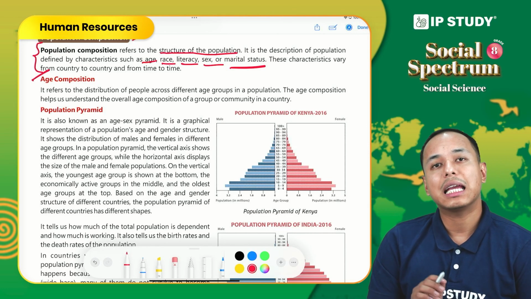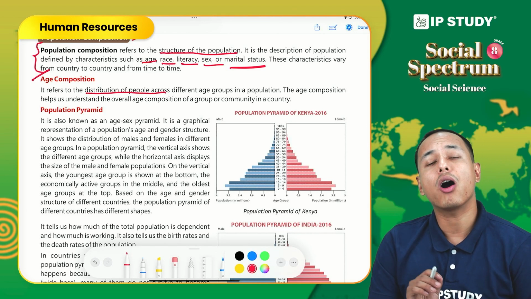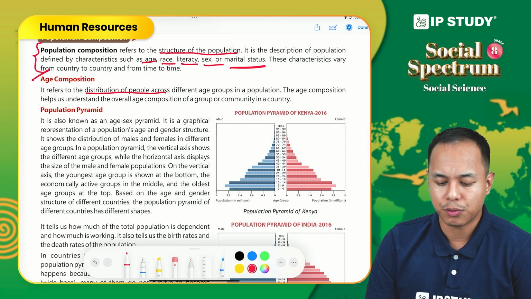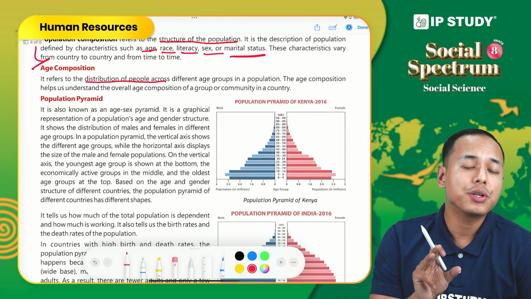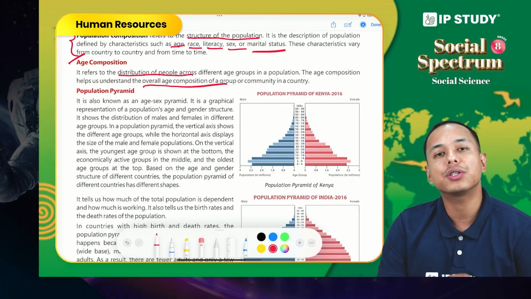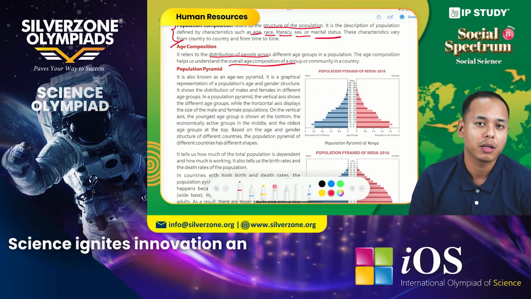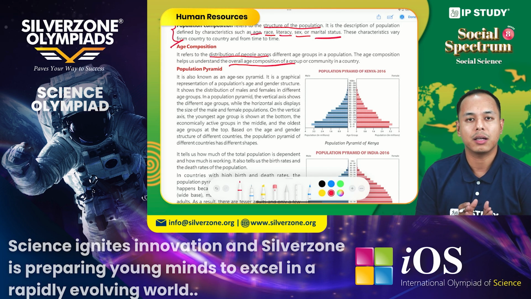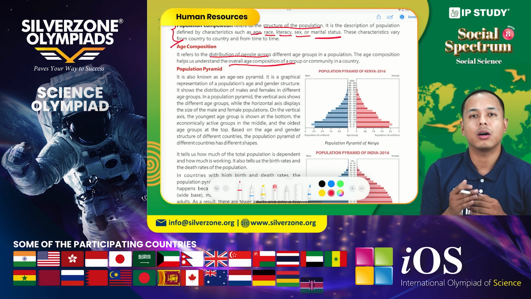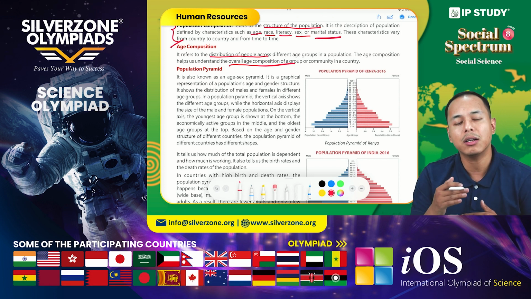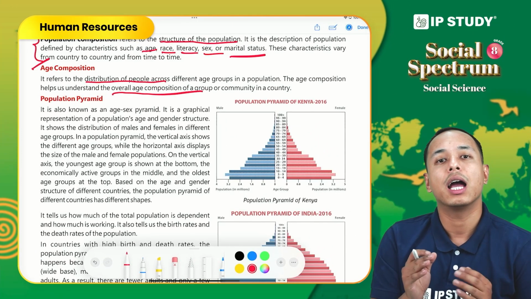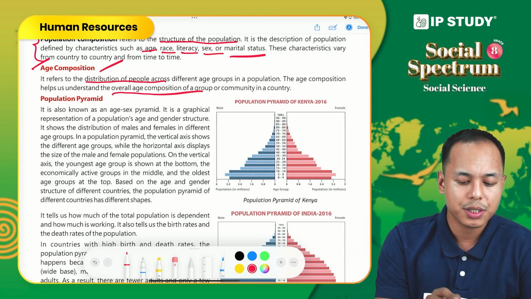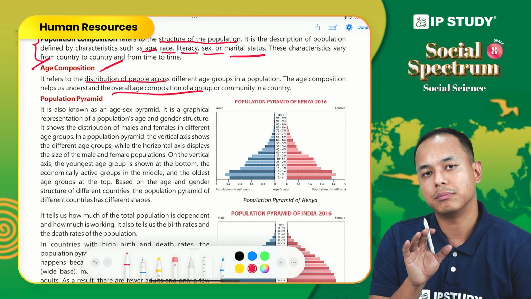What is age composition? It refers to the distribution of people across different age groups in a country. So age composition helps us understand the overall age structure of a particular group, community or country. In simple terms, we can say what percentage of the population is under 18 years, what percentage is between 18 and 60, that is the working population, and what percentage is above 60 years. So age composition groups people based on their age.